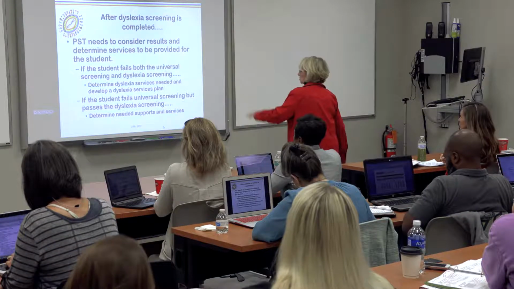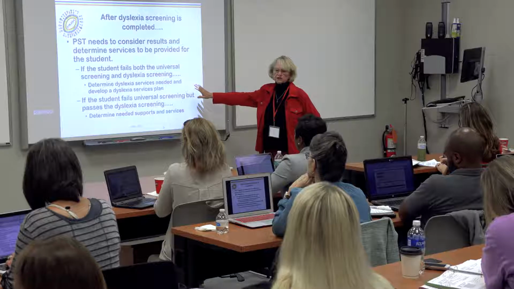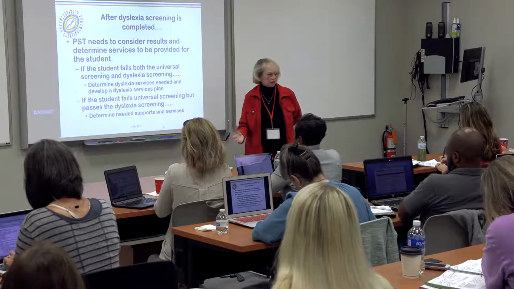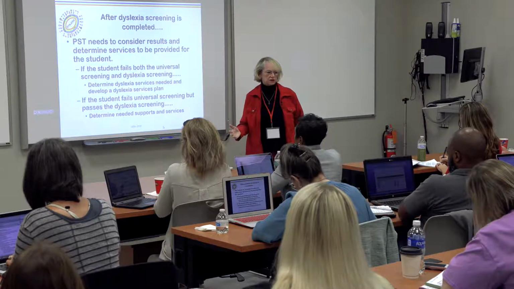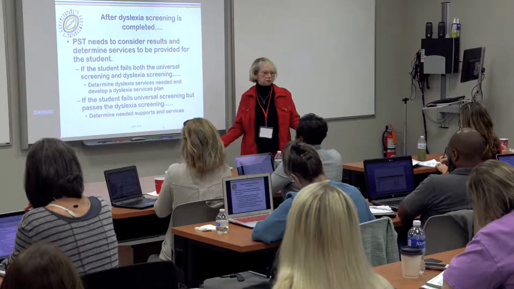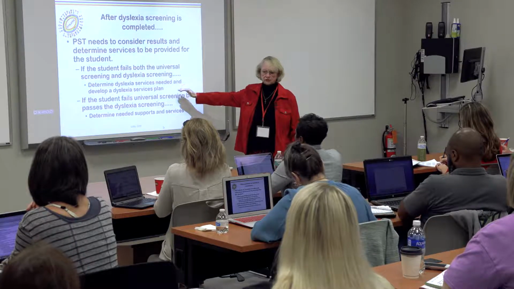Okay, so if the student fails both the universal screening and the dyslexia screening, so the first part was whatever we do for universal, and then the next part is those 4 things, if they fail that, then we develop a dyslexia services plan with whatever things we need for that child. Looking at the child individually, looking at the child's environment, like if you're in the 5th grade and you have different teachers every hour, it's different than if you're in the 1st grade and you're with one person all day, right? So you look at the child and you develop the plan that the child needs.